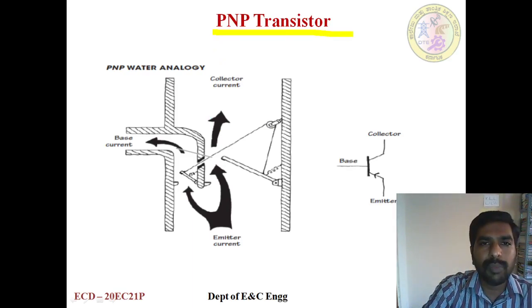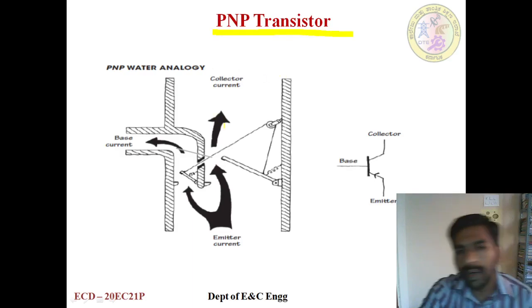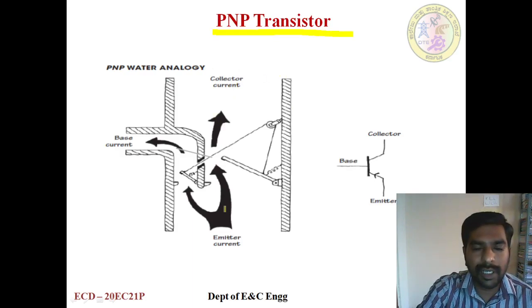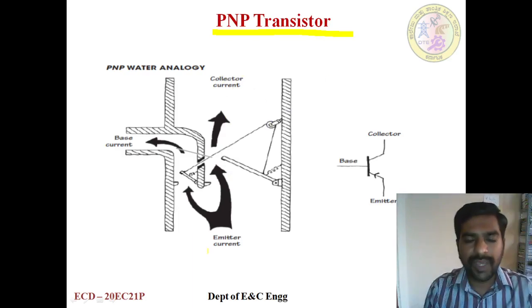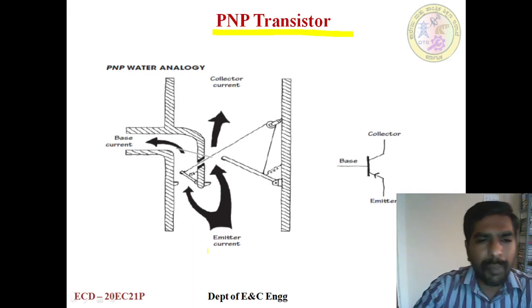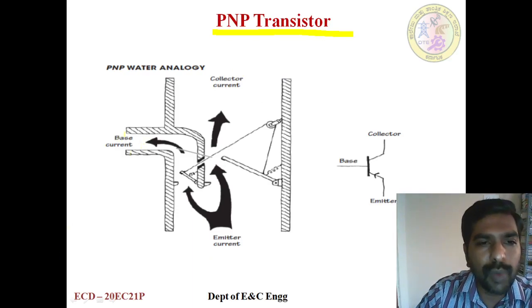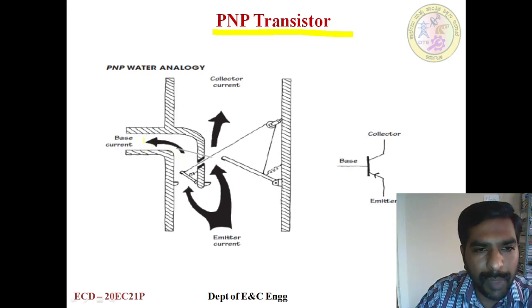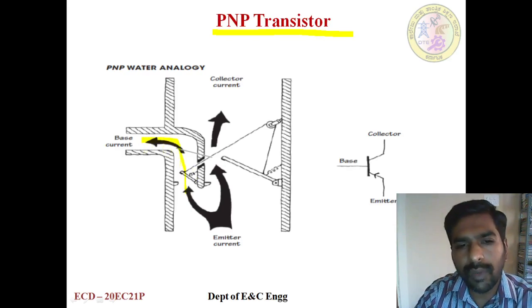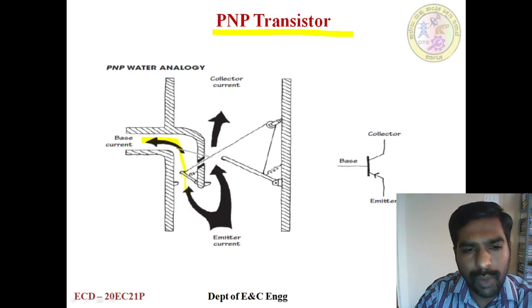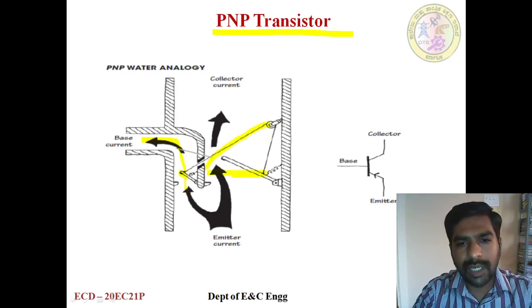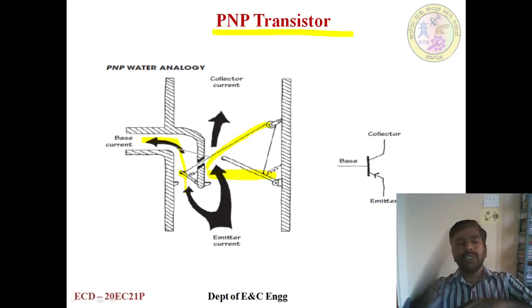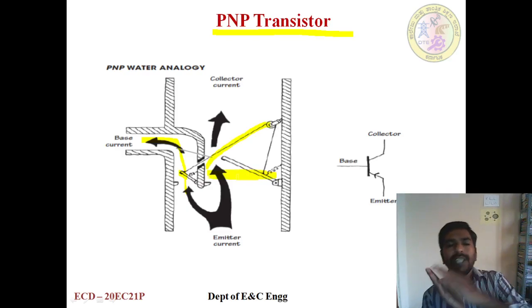And there is one more concept, PNP. What will be PNP? It's the reverse of the NPN. Initially there is water flowing from the collector to emitter. There is a flow of water. By applying small water, what will happen? This lever will push, and it will close this valve, and it avoids the flow of current.